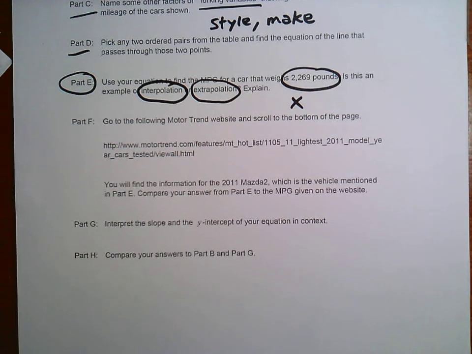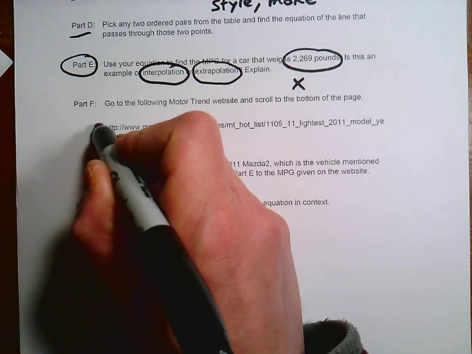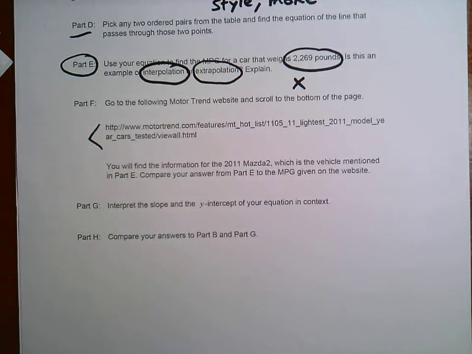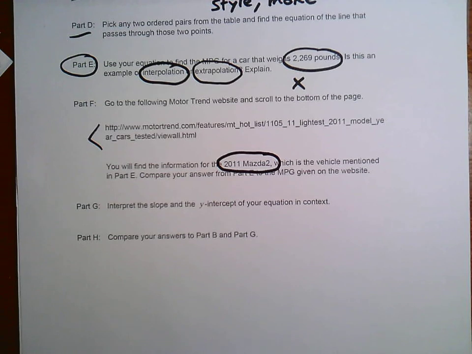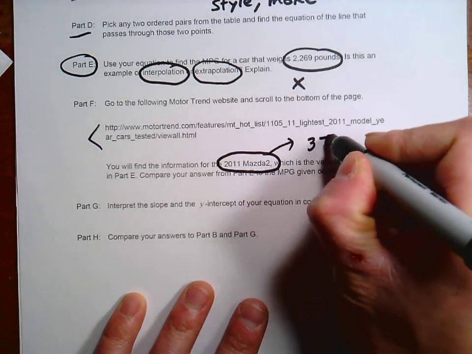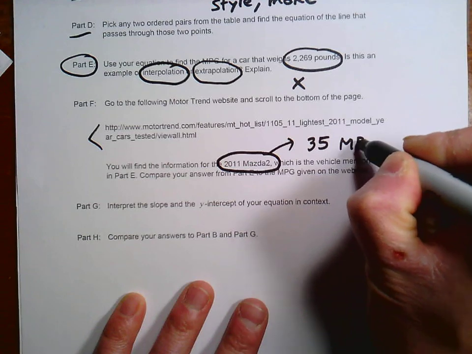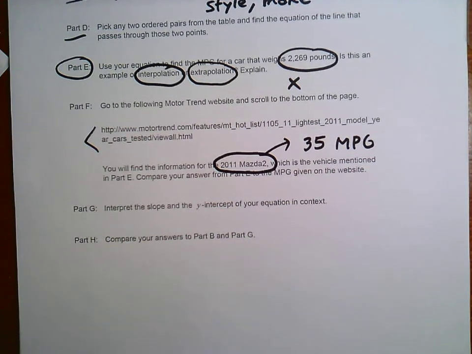Okay, last couple of things here. Part F tells you to go to this website. I visited, I think, a different one, but it has the same basic information. So it's all about the 2011 Mazda 2, right? So I looked up the information. Google will give you anything. And this is what I found. Pretty efficient car. Remember, these are highway miles. So 35 miles per gallon.